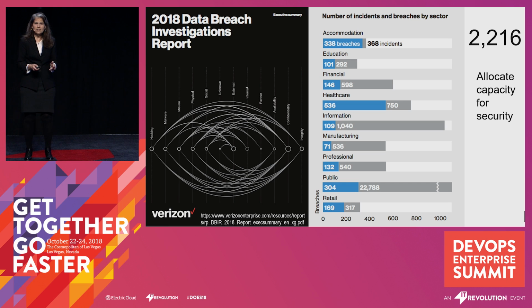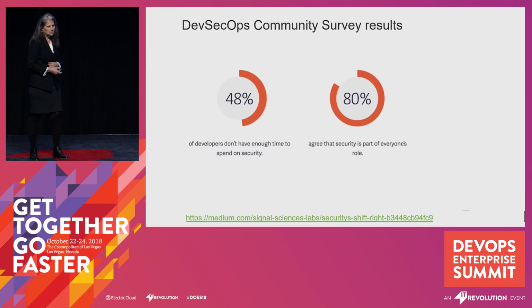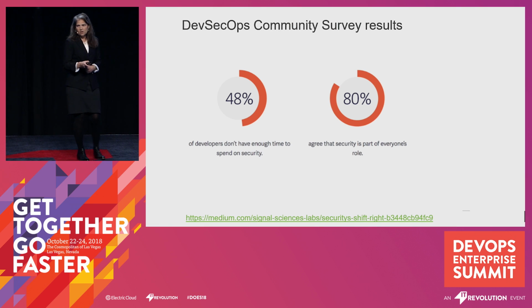And I just read this Forbes article that said in 2017, we're going to have a global shortage of 2 million cybersecurity professionals by 2019. So clearly, we need security experts. But not everybody wants to do security. So this is from the DevSecOps community survey results, and it's showing that 48% of developers are saying they don't have enough time to do development or to do security.